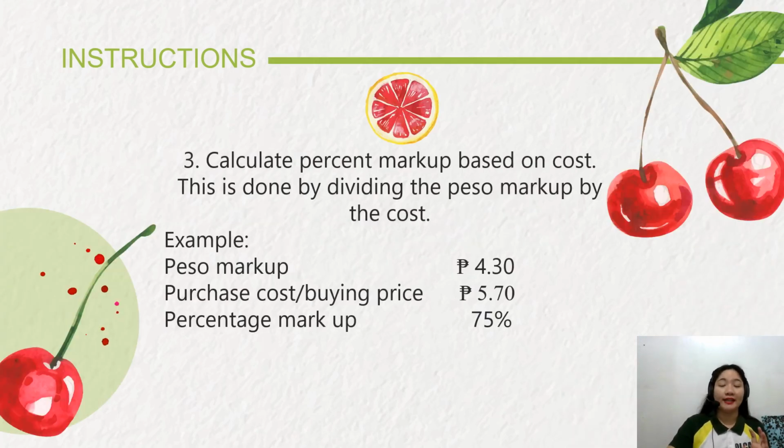Here's our step 3. Calculate percent markup based on cost. This is done by dividing the peso markup by the cost. Again, we have the peso markup, which is 4.30 pesos. So we are going to divide the peso markup by the cost, 5.70, which is the purchase cost or buying price. So, class, 4.30 divided by 5.70, we come up with 75%.